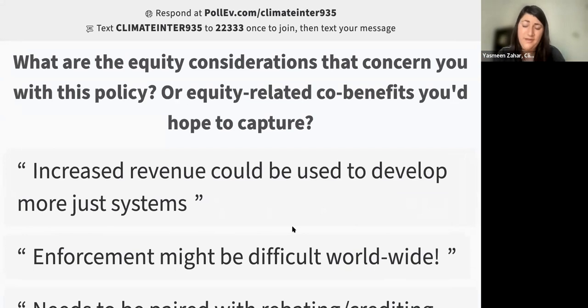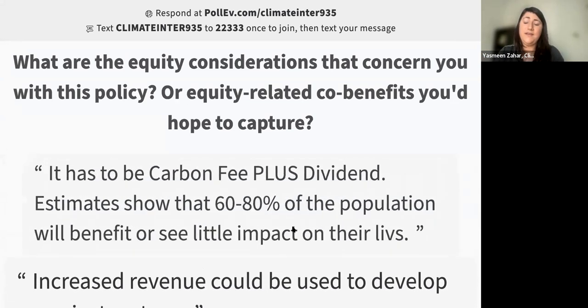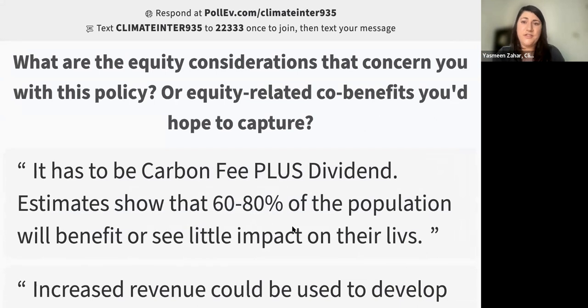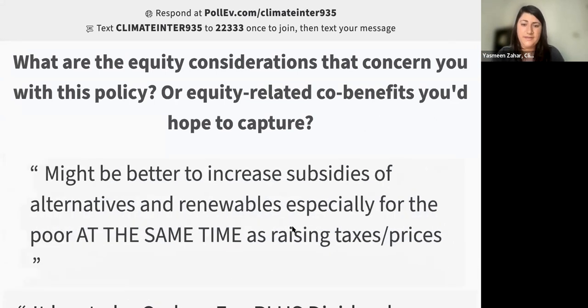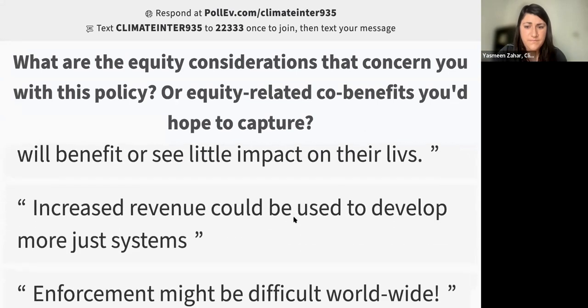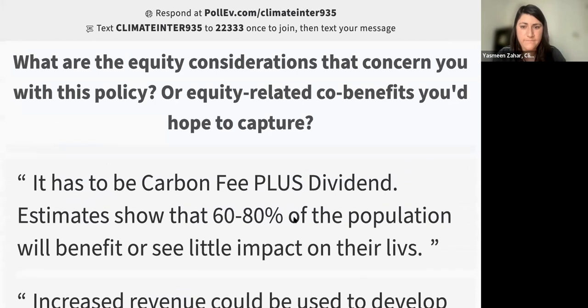Enforcement might be difficult worldwide, definitely. That's a huge one. Even locally, we've seen it be a challenge around the world to implement carbon pricing. Increased revenue could be used to develop more just systems, yes. So what we do with the revenue is hugely important when we're talking about carbon pricing. So a carbon fee plus that dividend of giving it back out to folks. Yep. So that it's only affecting people who are really out of that majority of people who might actually see the benefit.